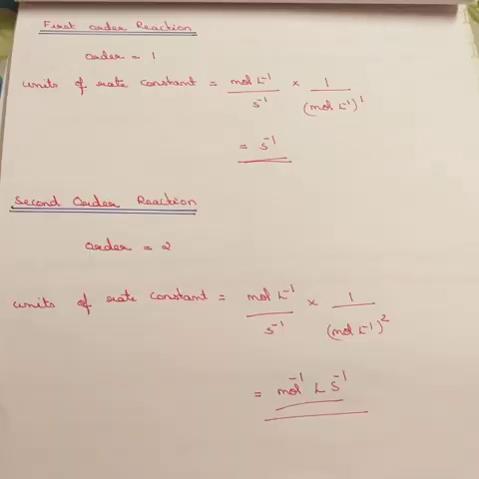Unit of rate constant. So, for a general equation, we again consider aA plus bB giving cC plus dD.